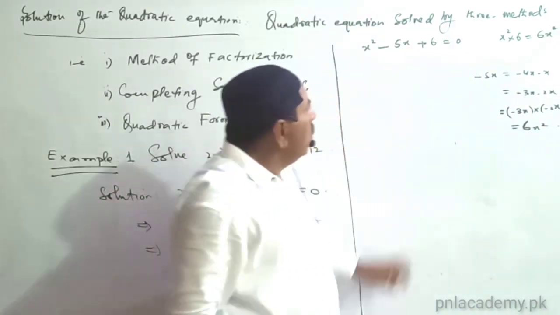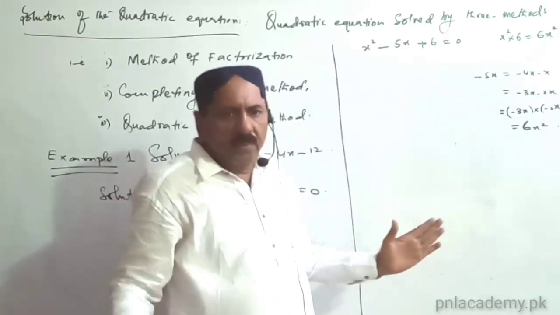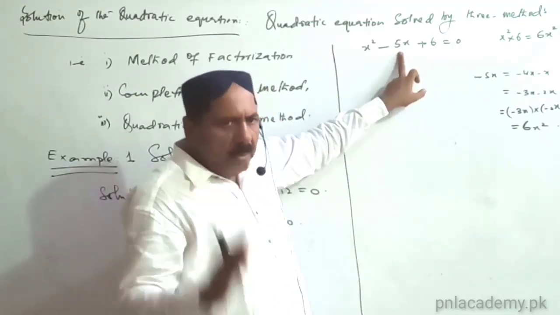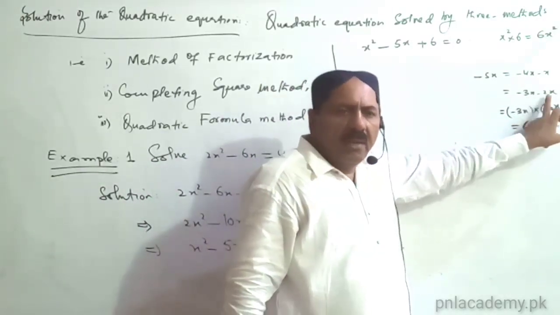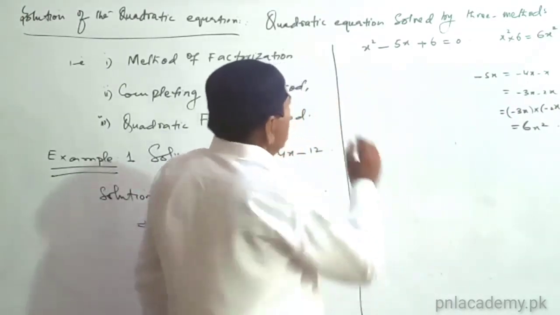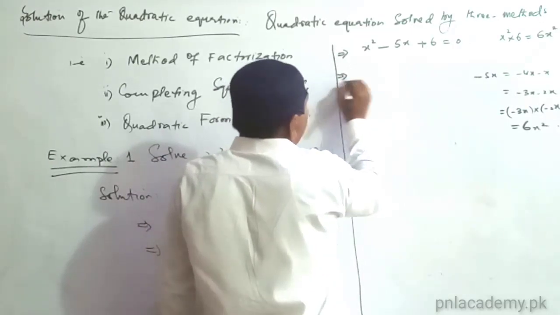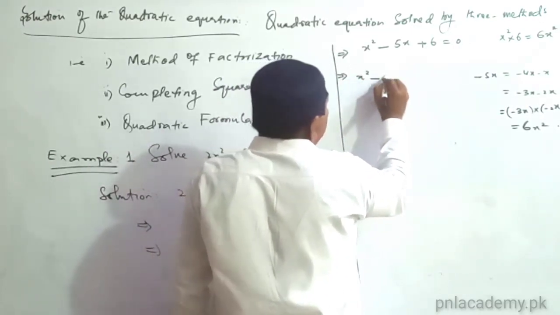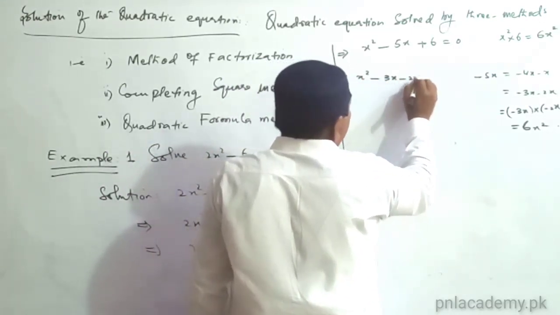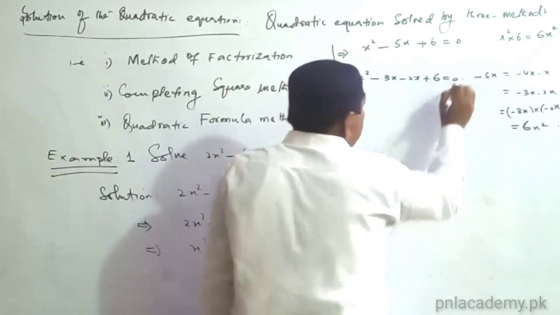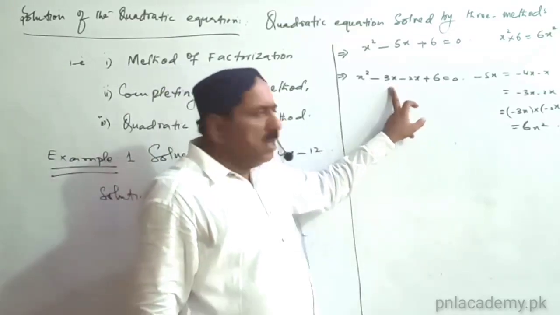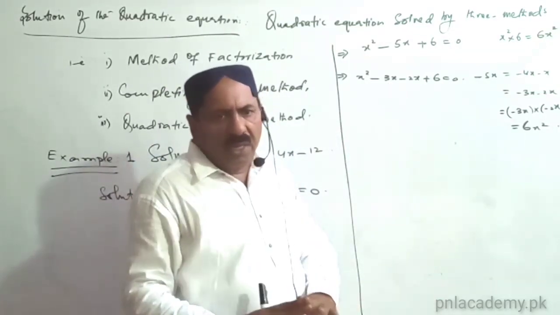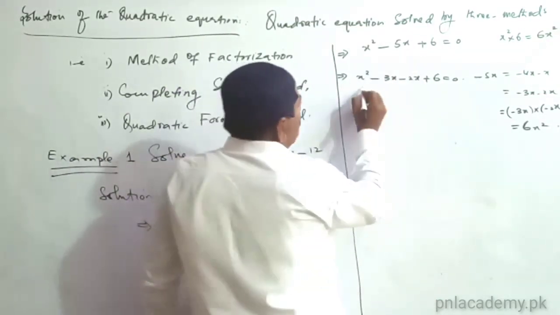So we will break the middle term, minus 5x, in terms of minus 3x and minus 2x. So this will be x square minus 3x minus 2x plus 6 is equal to 0. Now this consists of 4 terms. Previously it consisted of 3 terms.